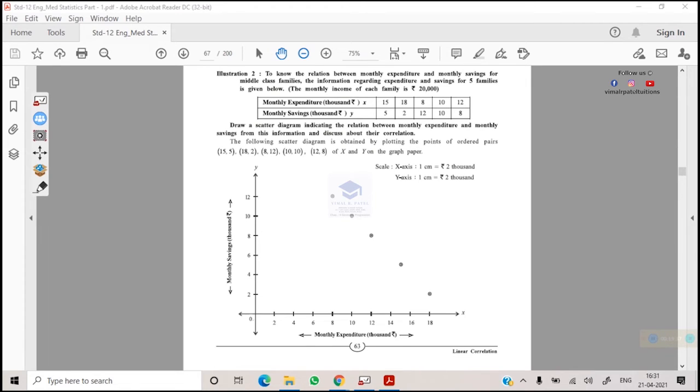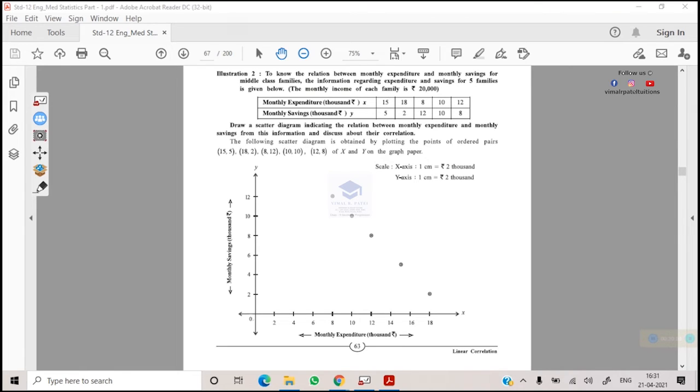See, to know the correlation, to know the relation between monthly expenditure and monthly savings for middle class families. The information regarding expenditure and savings for 5 families is given below. Monthly income of each family is 20,000. So expenditure and savings. If expenditure was 15,000, savings was 5,000. If expenditure was 18,000, savings was 2,000. If expenditure was 8,000, savings was 12,000. Expenditure was 10,000, savings was 10,000. Expenditure was 12,000, savings was 8,000.